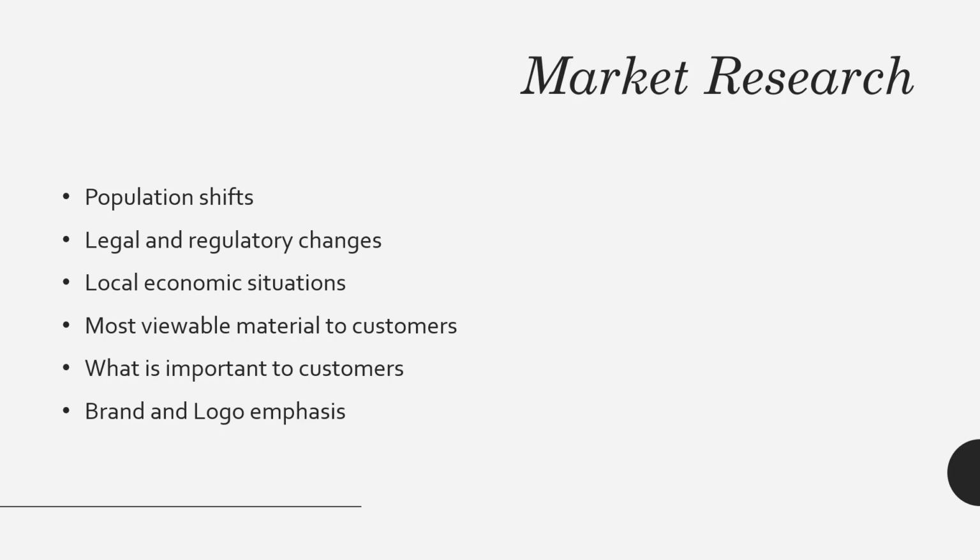So key things you want to watch out for whenever you're doing research is population shifts, okay? If you're in a certain region, a certain area, you want to keep in mind people moving, shifting, and the economic state of the local economic situation that's there. Besides that, legal and regulatory changes as well.